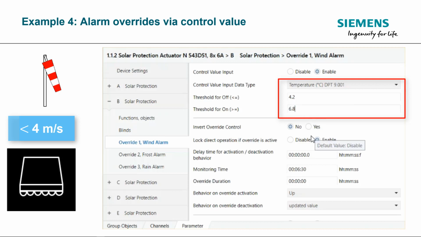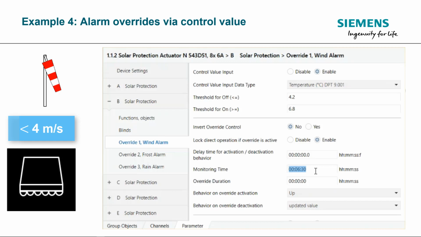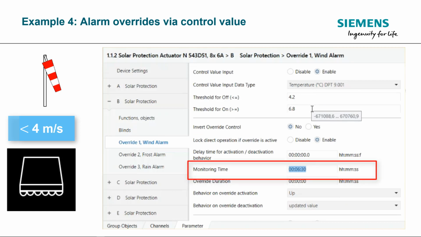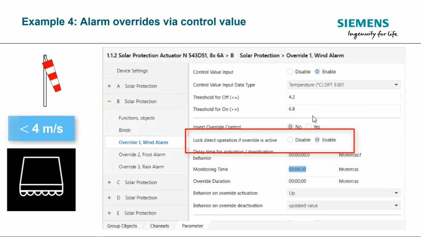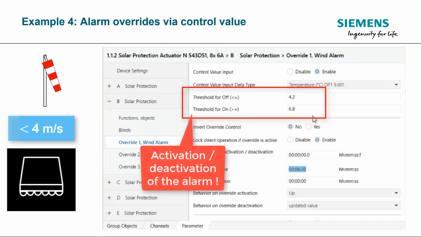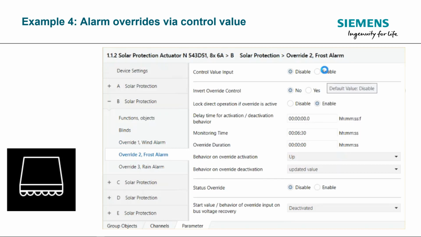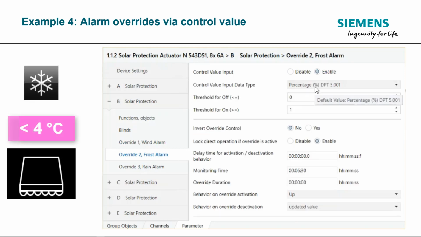The further procedure, for example, determination of the monitoring time, is completely identical to the previous example using binary override. Please also note the following. The parameters threshold value for on or off are not the control, but the activation or deactivation of the alarm. If the measured value requires an inverted activation, which is the case for example with a frost alarm, this must be set in the invert override input parameter.